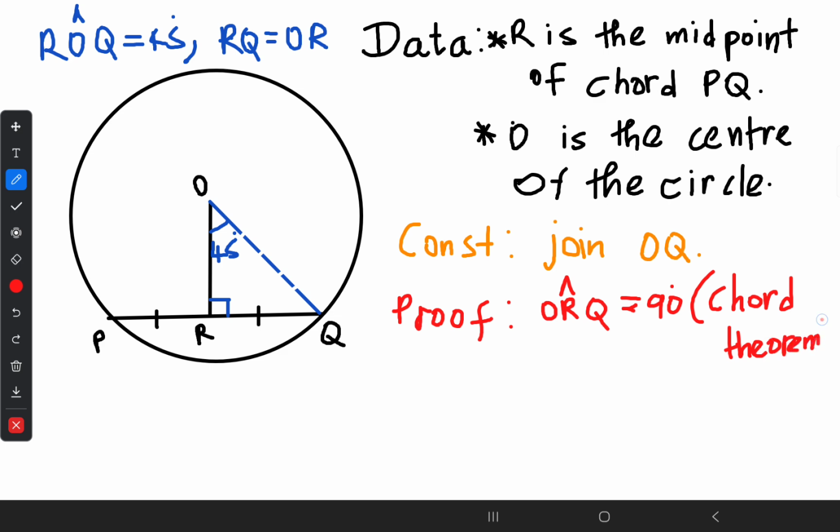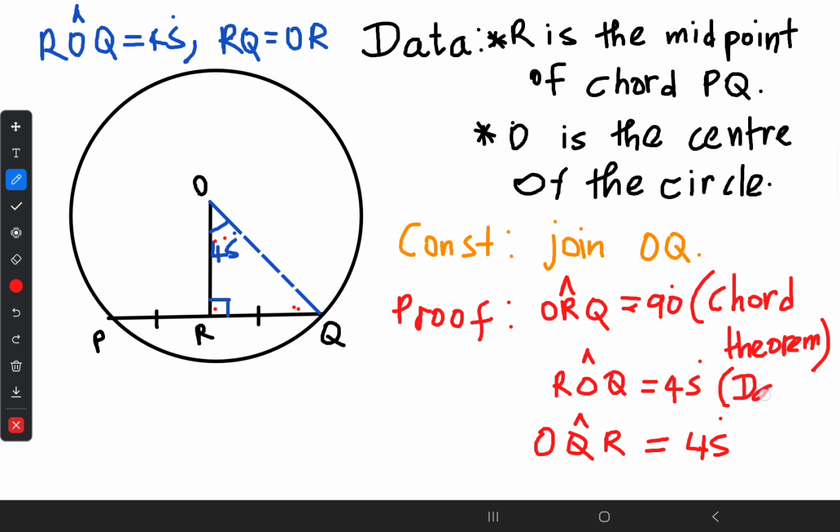And thereafter, we know one more data. This angle is 45. ROQ is 45 degrees. That means, what would be the remaining angle? If this is 90, this is 45. So OQR is also 45. Why? Because the summation of interior angles of a triangle is 180. This is 90, this is 45. So therefore, the remaining angle OQR is 45.